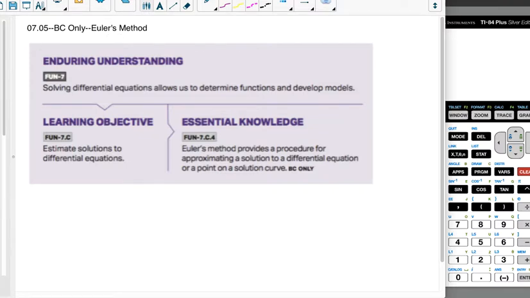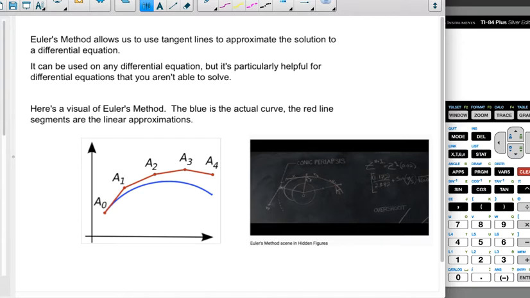So let's talk about what Euler's method is. Euler's method allows us to use tangent lines to approximate the solution to a differential equation. It can be used on any differential equation, but it is particularly helpful to approximate differential equations that we are unable to solve, right?